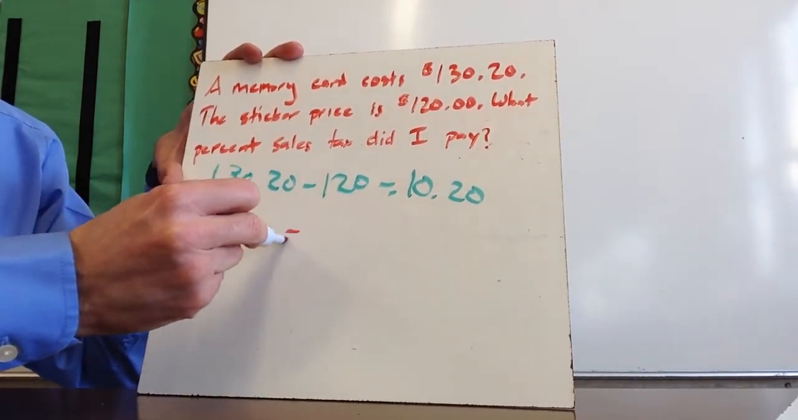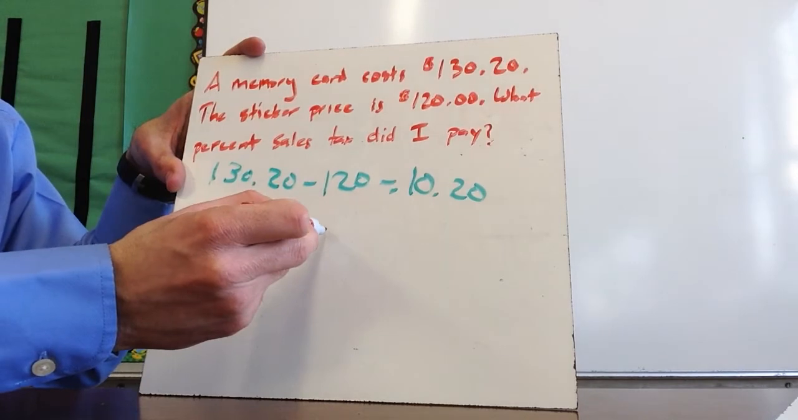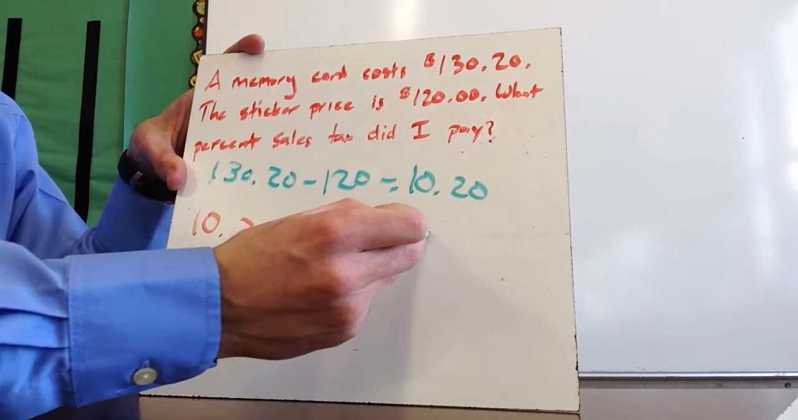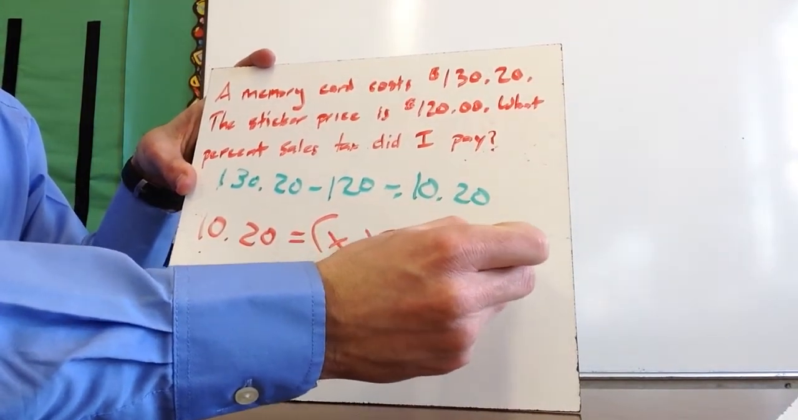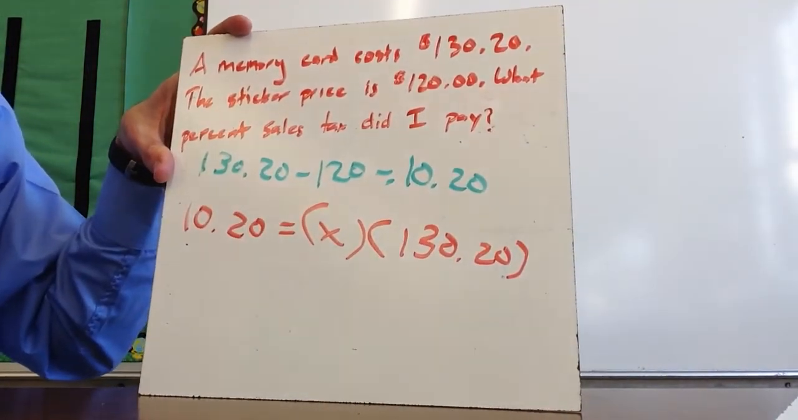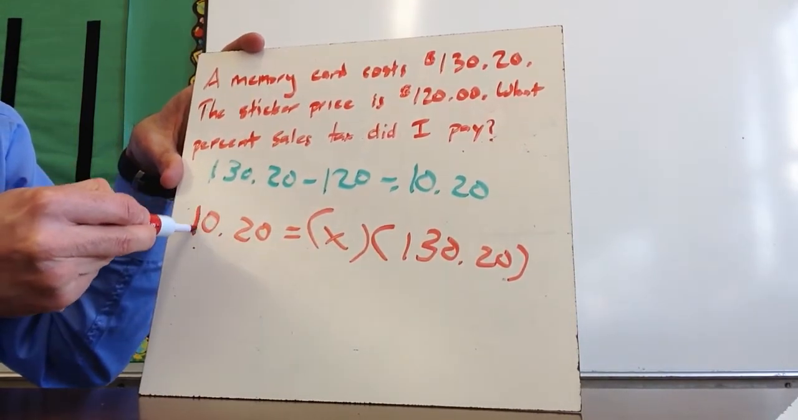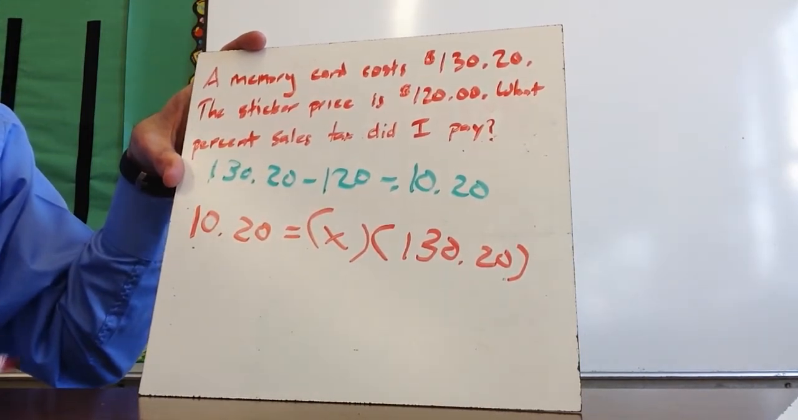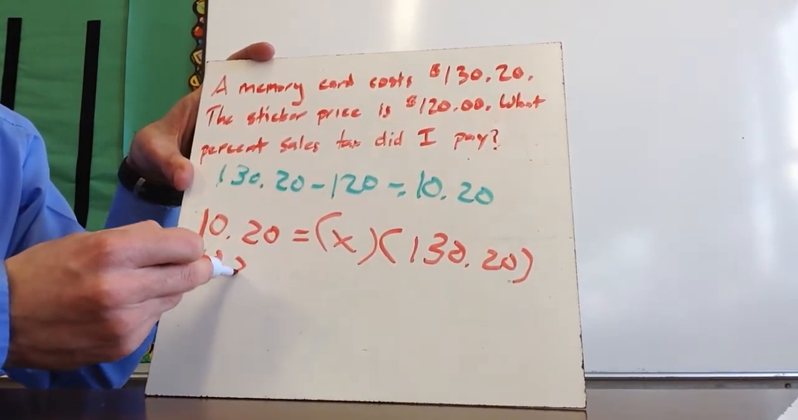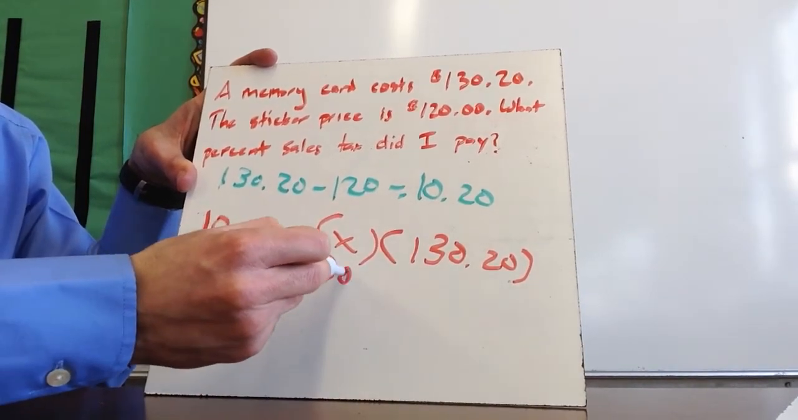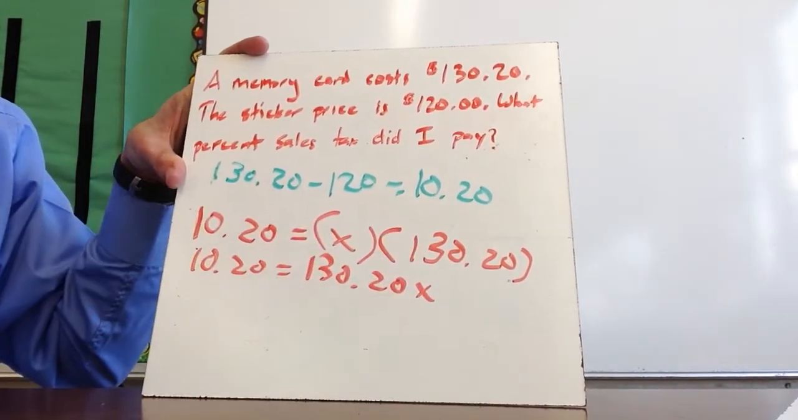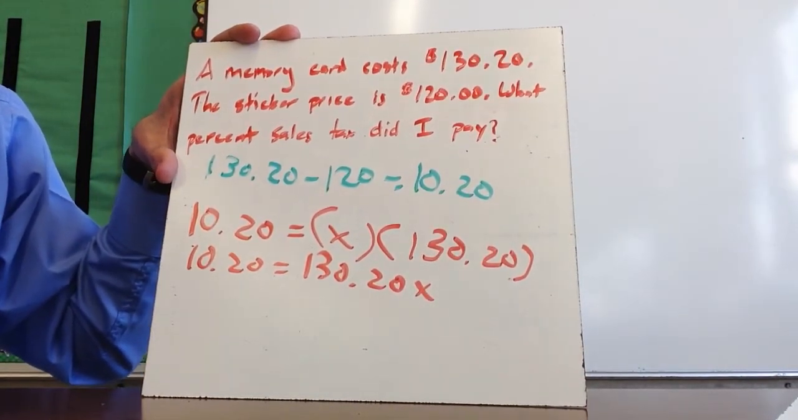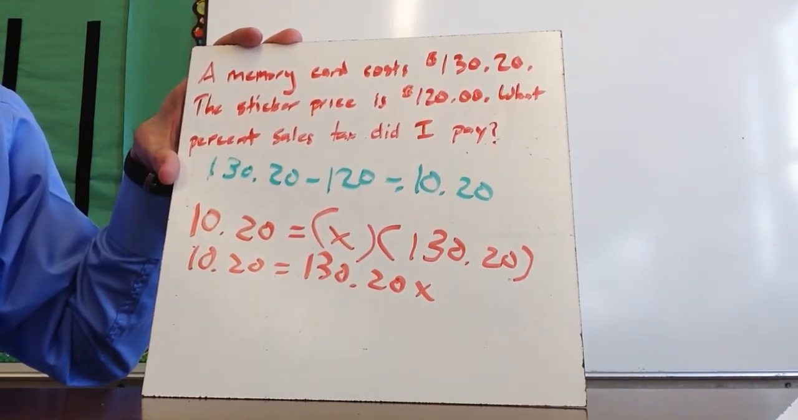So I'm going to set up 10.20 equals, I don't know what the sales tax is, right? That's what I'm trying to figure out. But I know what the total cost, the whole cost, was, 130.20. Okay, and so the idea here is that this is my part, this is my whole, and I can try to figure out now what the sales tax is. So then, if you want to rewrite it, it could be 10.20 equals 130.20x. I'm purposely adding those zeros since we're talking about money, though you wouldn't necessarily need to. And so you're going 10.20 divided by 130.20.